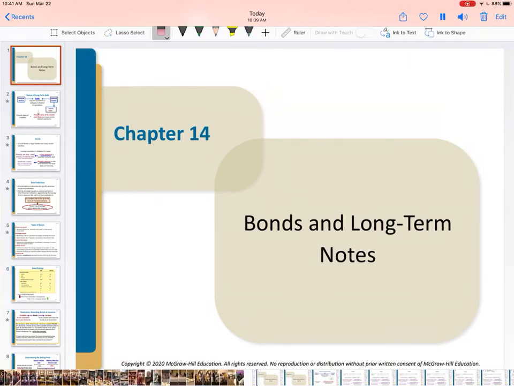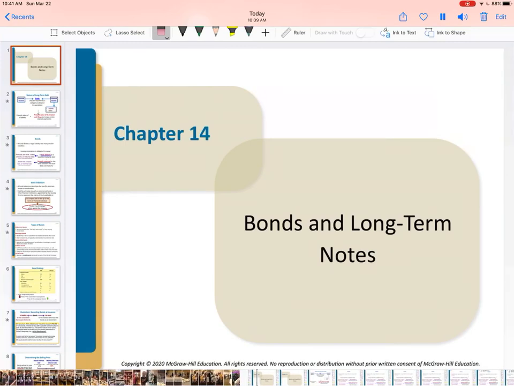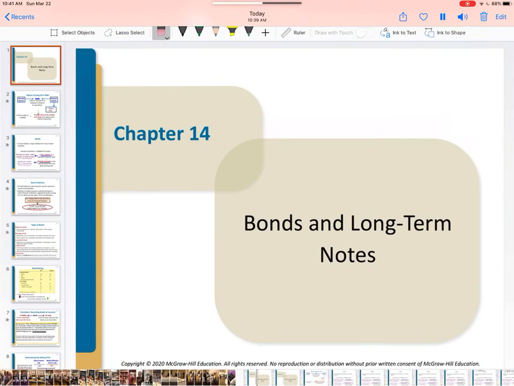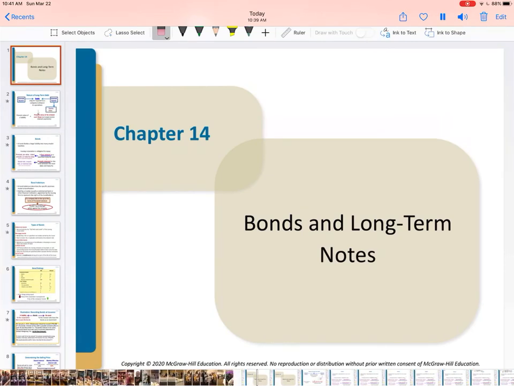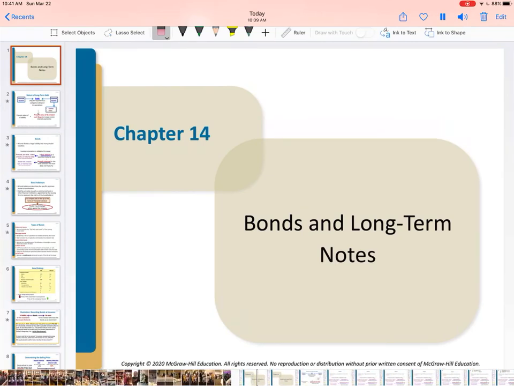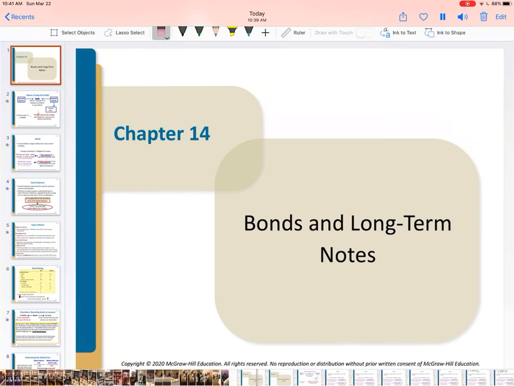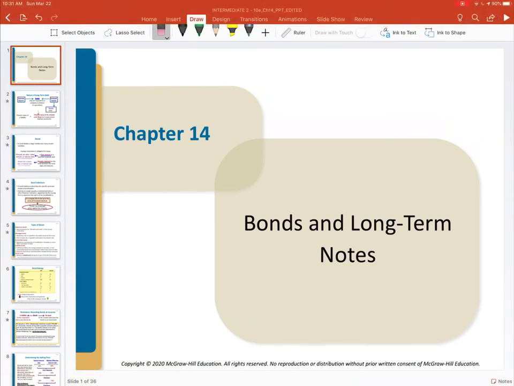And long-term notes. So what we're going to focus on in these videos is really the calculations and the journal entries that have to be reported as it relates to bonds and long-term notes. The SmartBook modules and the textbook materials and the rest of the PowerPoint slides can be used to get an understanding of terminology and that kind of thing. These videos are really going to focus more on calculations and on essentially how we have to make the journal entries for these different types of transactions that relate to bonds and long-term notes.